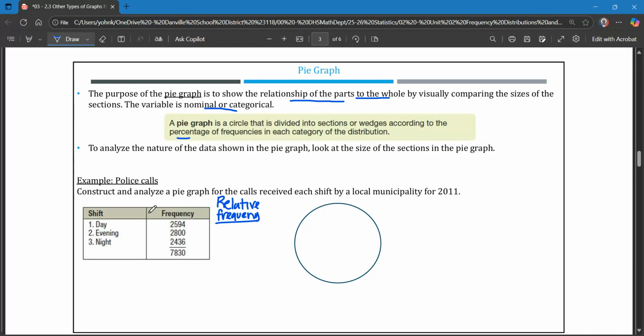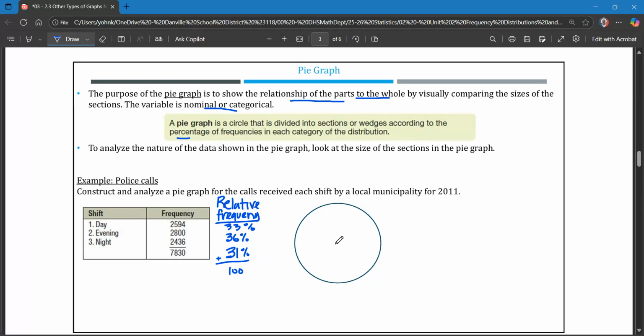And so to find the relative frequency, you're going to take each of the frequency values and divide them by the total. So if I do 2,594 divided by 7,830, I'm going to get roughly 33%. If I then do 2,800 divided by 7,830, I'm going to get 36%. And if I do 2,436 divided by 7,830, you get 31%. Do a quick check that these relative percents total 100. If they don't, then you might have entered one in incorrectly, and that's a quick check before you go and start making the pie graph.